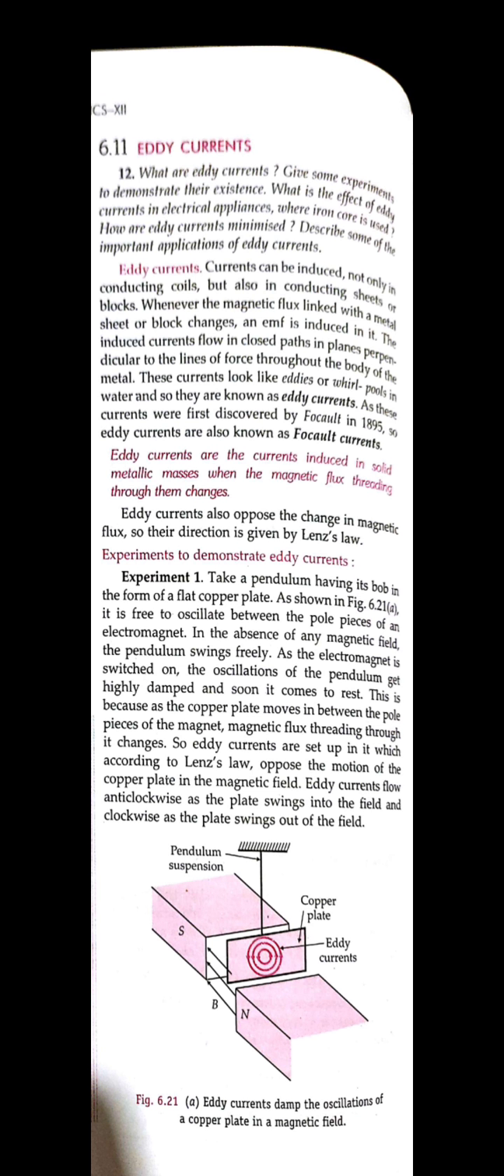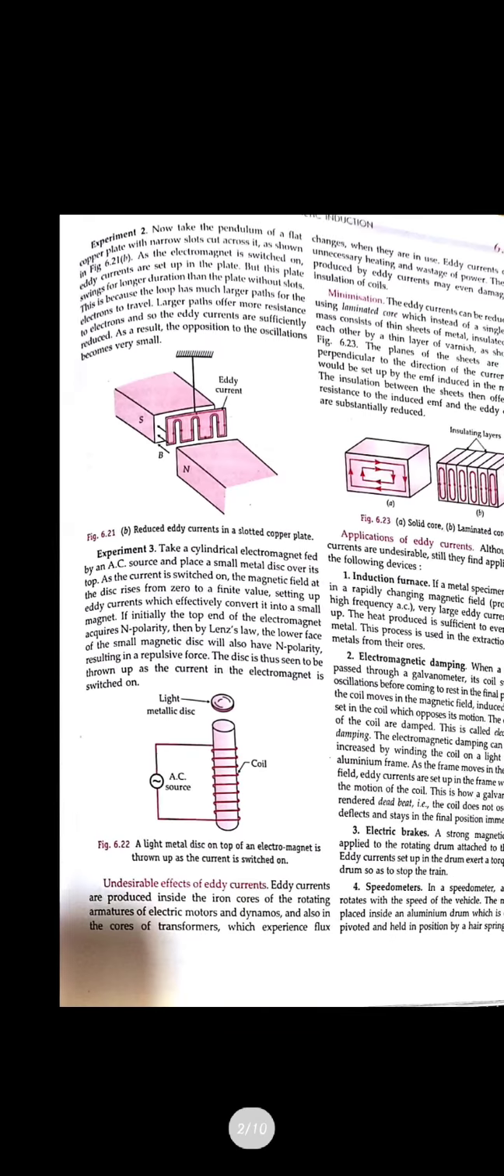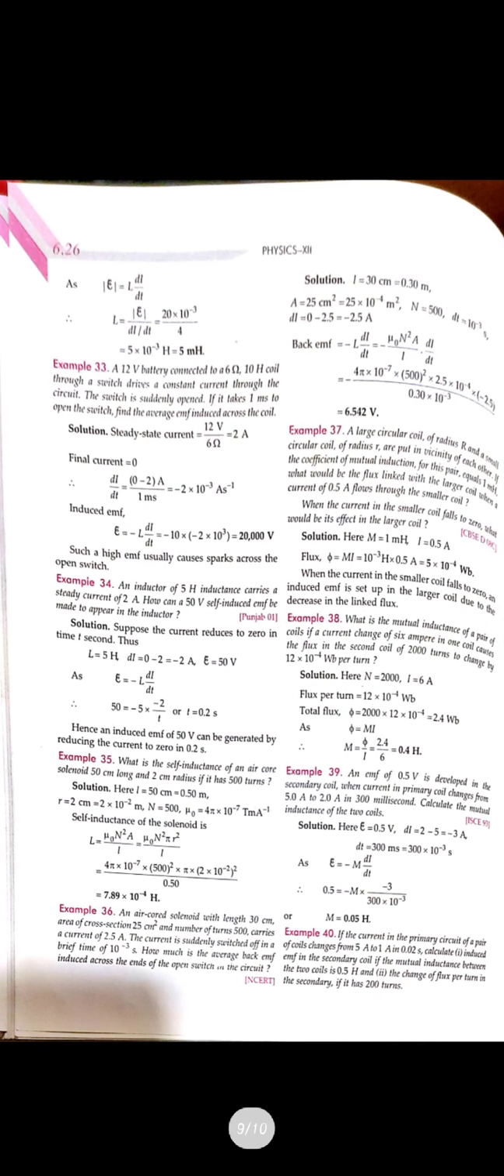In the last class, we started the new chapter, electromagnetic induction. In the previous class, we saw what electromagnetic induction is, and how a changing magnetic field can induce a current. That is, we have seen that what was induced was not a current, it was an EMF.